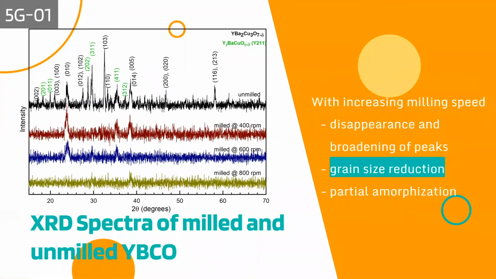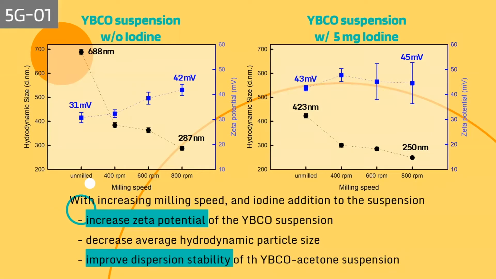Results. By simply milling the powders, we observed through XRD that the grain size reduced significantly. This is evidenced by the disappearance and broadening of peaks. YBCO acetone suspensions with and without iodine are also investigated. With iodine addition to the YBCO acetone suspension, the particle size shown by the black plots is seen to decrease and reach the minimum size of 250 nanometers.